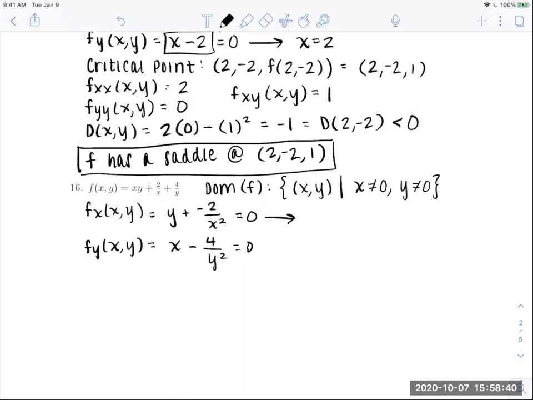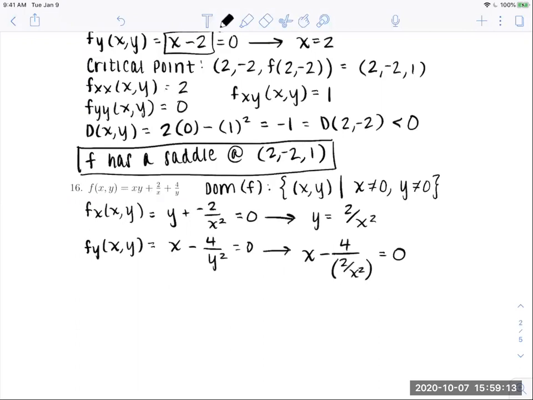I'm going to arbitrarily start with the top equation, but you could work with the bottom equation. I'm going to say that y is 2 over x squared. All right, so I have an equation for y. What I'm going to do now is plug that into my second equation. So I have x minus 4 divided by 2 over x squared equals 0. I have now reduced this from a system of two equations, two unknowns, to a single equation with one variable.